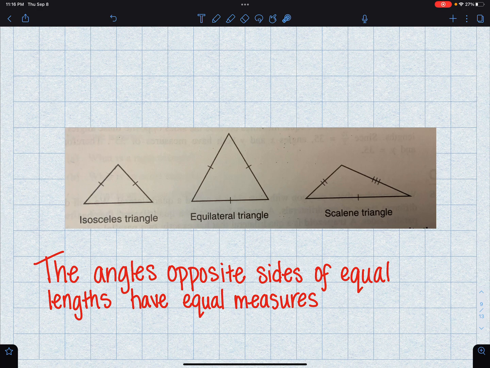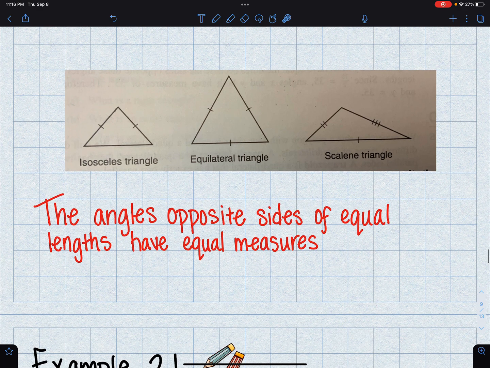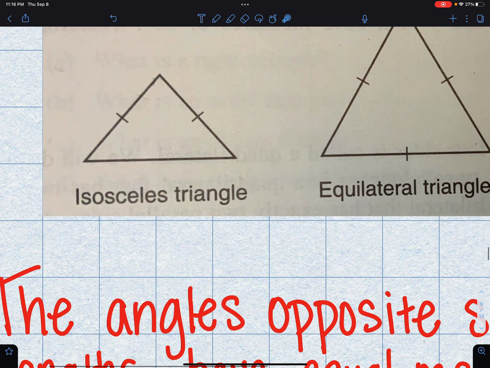Oh, another fun fact about triangles, because triangles are full of little miracles, I think. The angles opposite sides of equal lengths have equal measures. Now, I had to read this sentence in the book 5 times before it made sense to me. But basically what it means is this. If this length is equal to this length, then whatever angle is opposite of it is the same as the other opposite angle. So for example, here is the line segment.